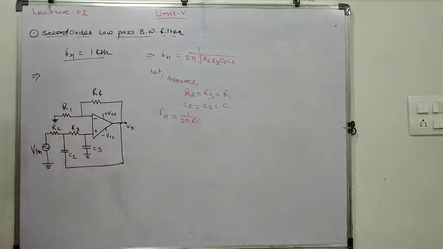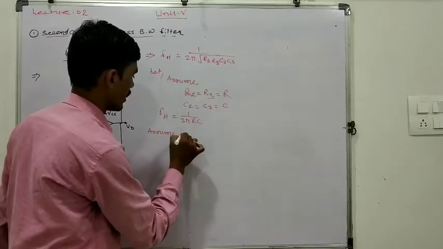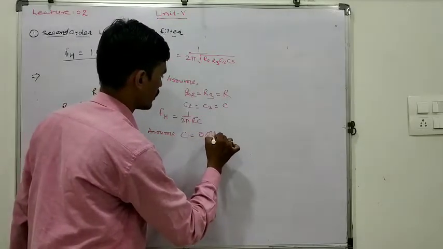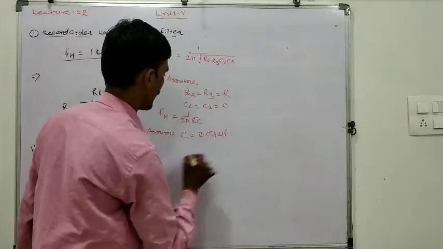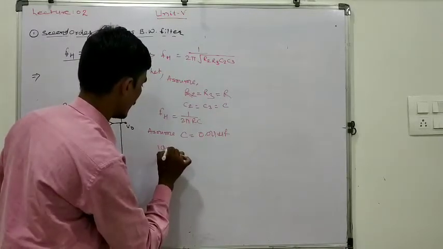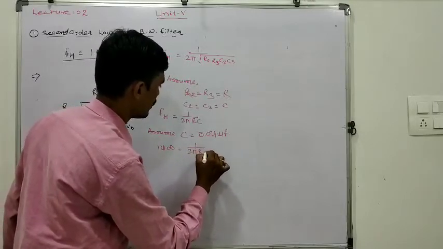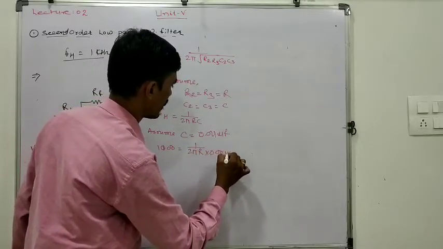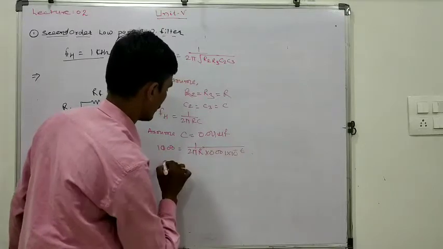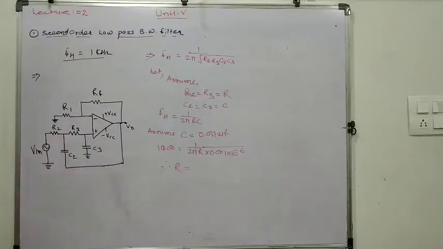Is it right? Again, let us assume the value of C is equal to 0.001 microfarad. Therefore, FH is given as 1 kilohertz. It is 1000, equal to 1 upon 2 pi R into 0.001 into 10 raised to power minus 6. Therefore, R we can easily find out by using this formula.